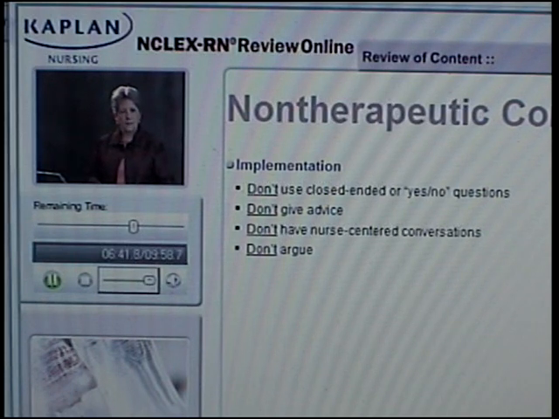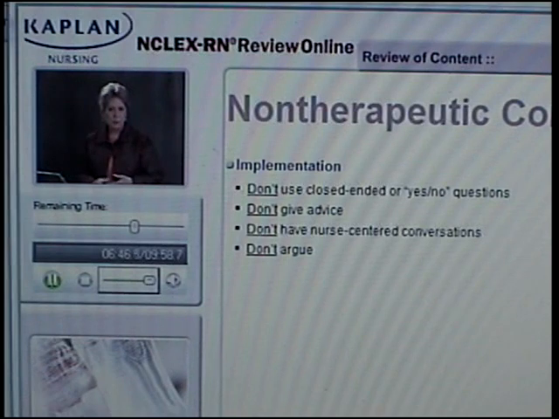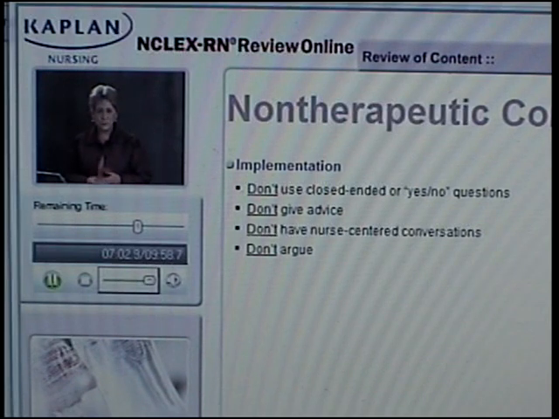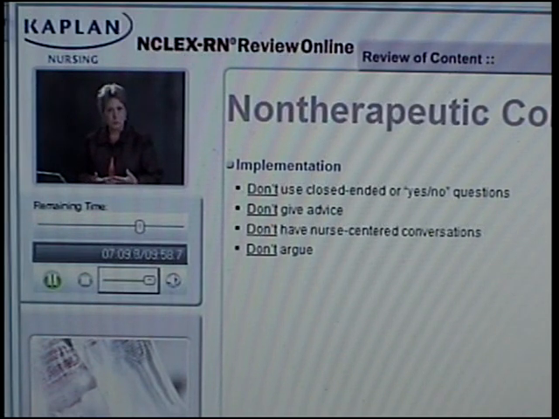The other problem with having these nurse-centered conversations is it makes us defensive. If we have a patient who says to you, "I think you're too young to be taking care of me," well, if we start defending ourselves, "No, I'm not young. I may look young, but I've had 10 years of nursing experience," nothing good is going to come from it. So maybe what we should do is turn around and say to the patient, "Well, you have concerns about your care." So don't have nurse-centered conversations.